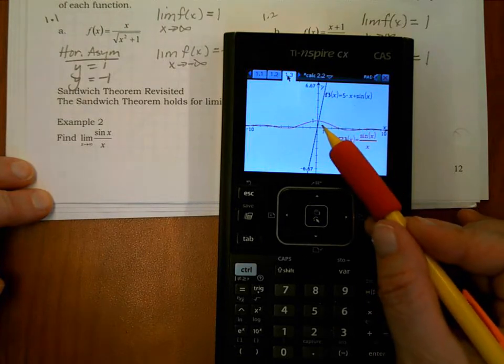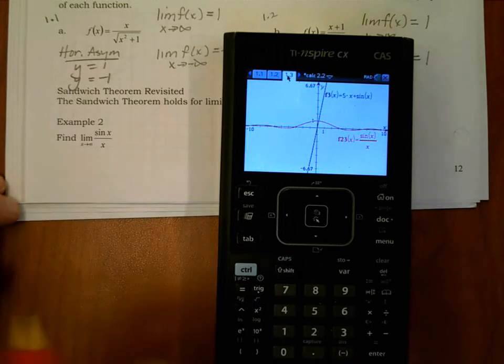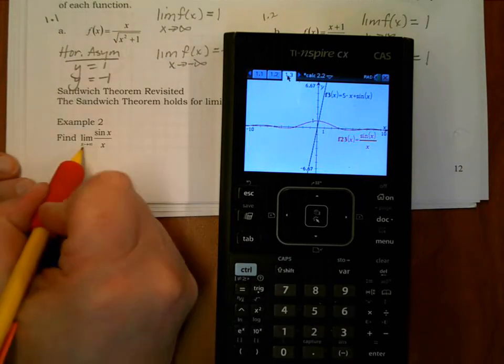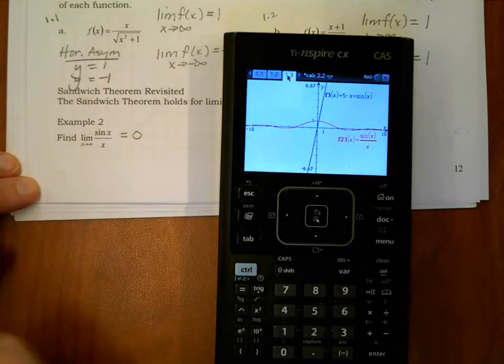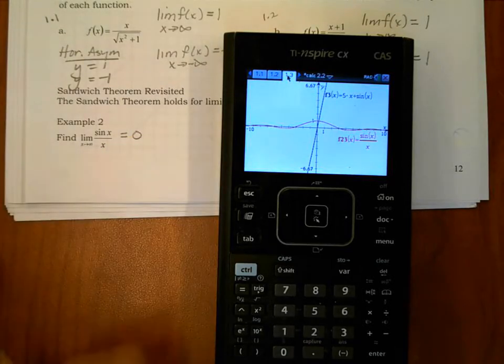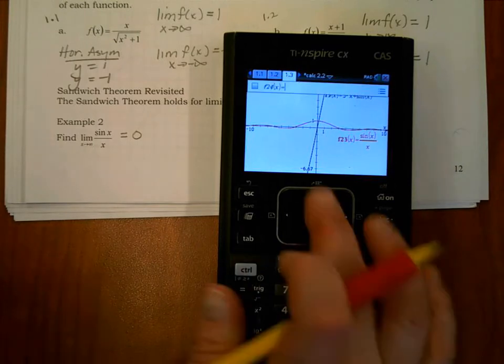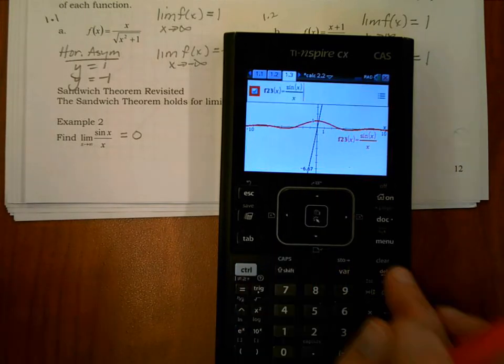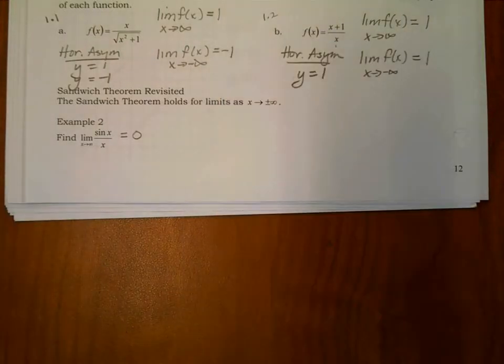You can see it's kind of wavy, but the values are getting smaller. So it seems like, and this is just asking for the limit as x approaches infinity, that it's getting closer to 0. Again, we could confirm that with the graph trace. Okay, I'm going to actually get rid of this one. Okay, so let's move on to the next page.